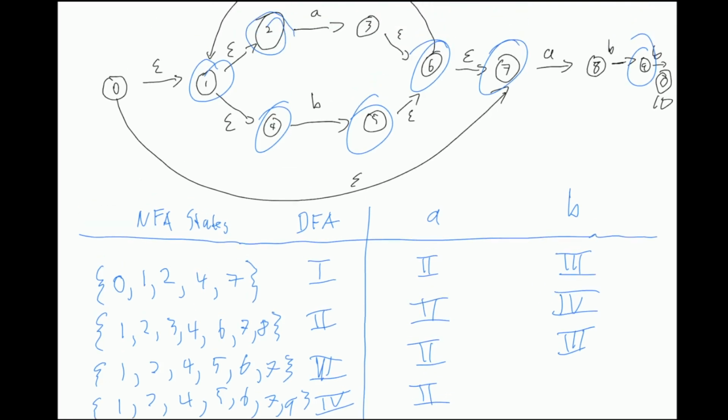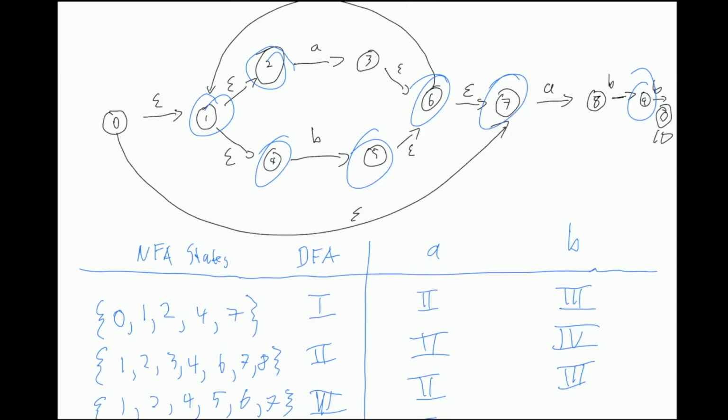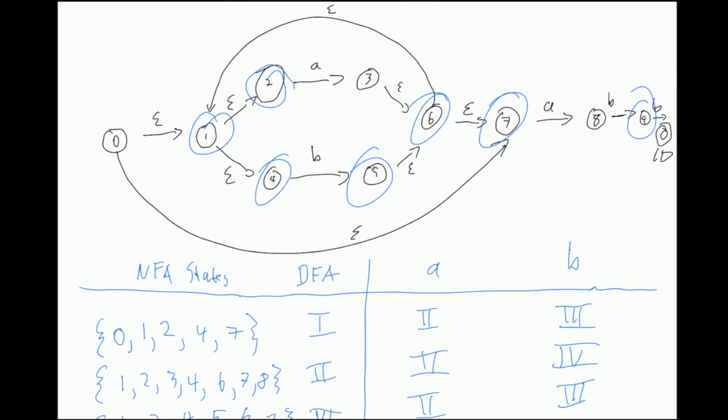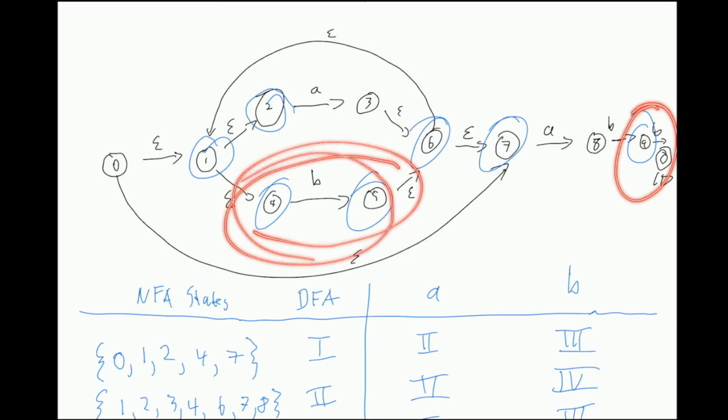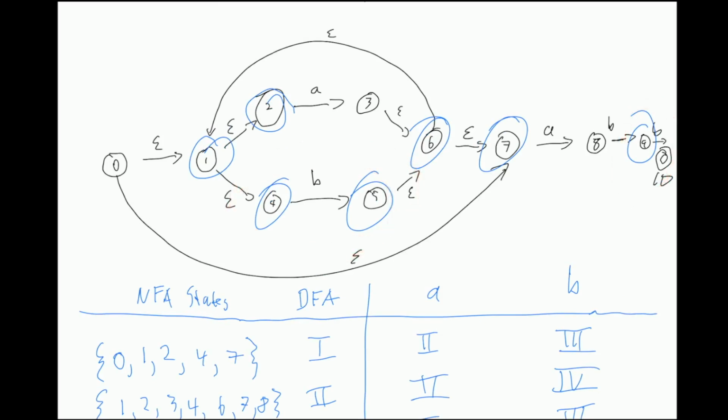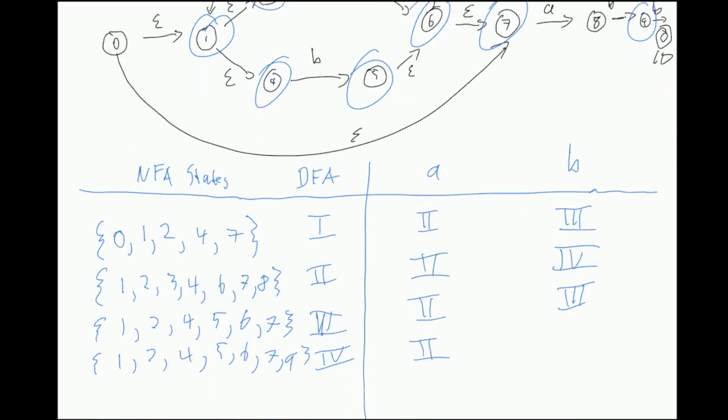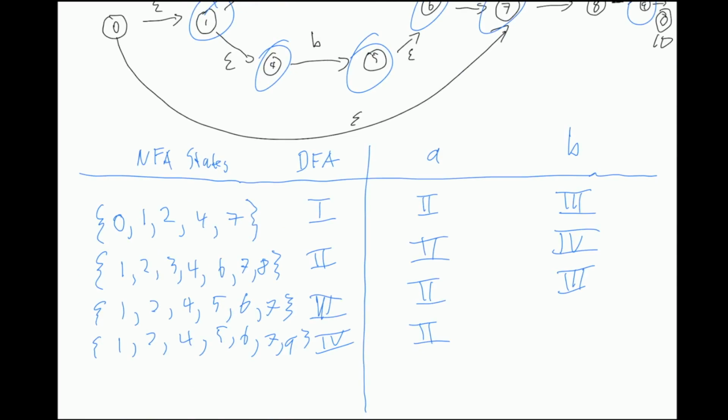But what if we see B? If we see B, and we're in Roman numeral state 4, then here are the 2 transitions that can happen from that NFA state. There's no other transitions that can possibly happen. So that puts us into state 5 and to state 10. And I'm pretty sure we have not seen that before. That puts us into 5 and 10.